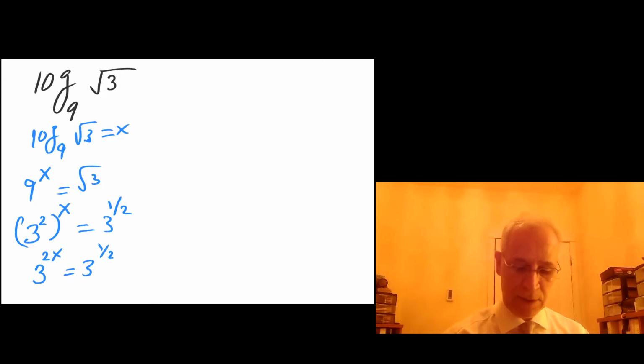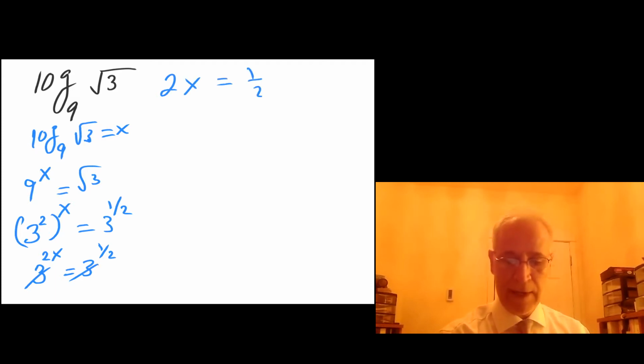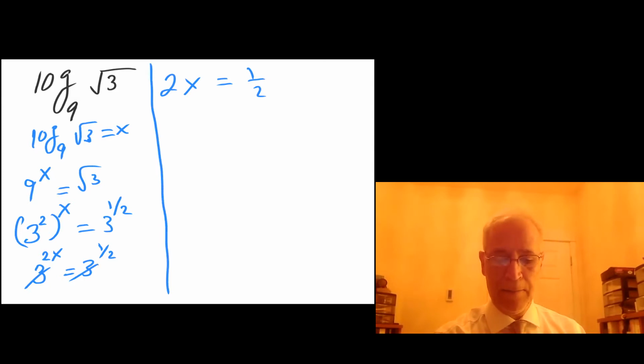And since the bases are the same, now I have 2x equals 1 half. And if I multiply both sides of this equation by 1 half, I get x equals 1/4.